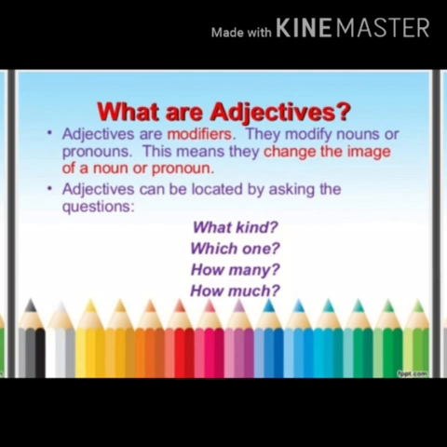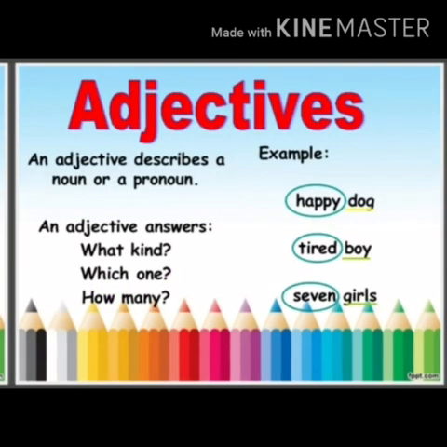Adjectives are modifiers. They modify nouns or pronouns. It means that they add meaning to a noun or pronoun. This means they change the image of a noun or pronoun. It can be located by asking questions like what kind, which one, how many, and how much. As we all know, adjectives are describing words. Now look at a few examples.